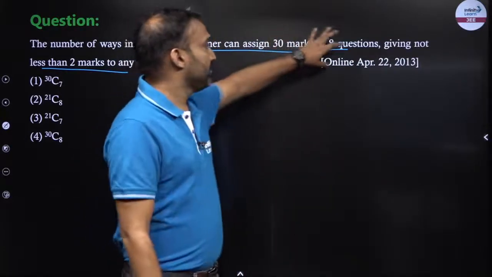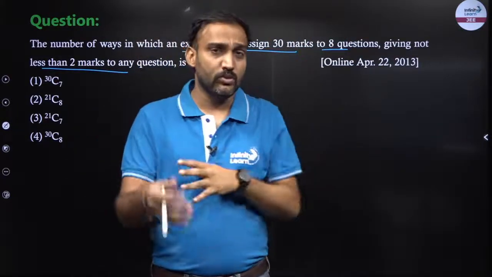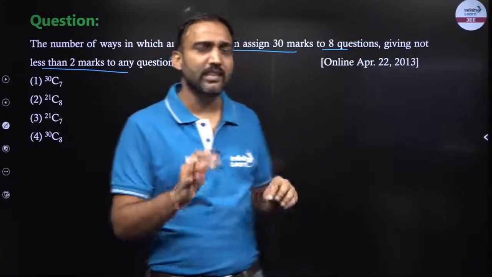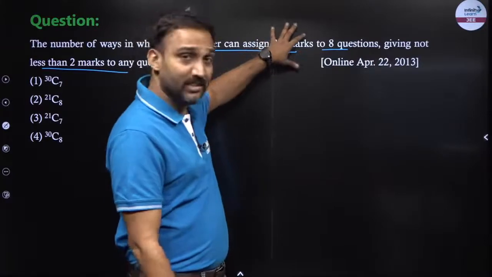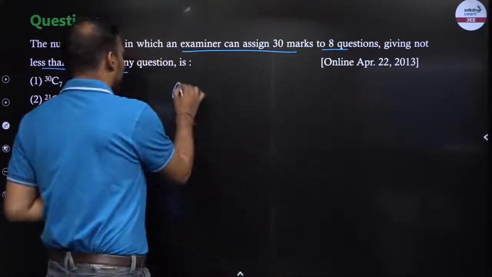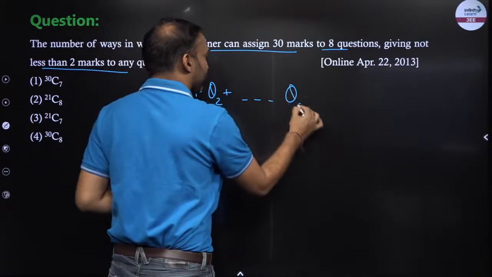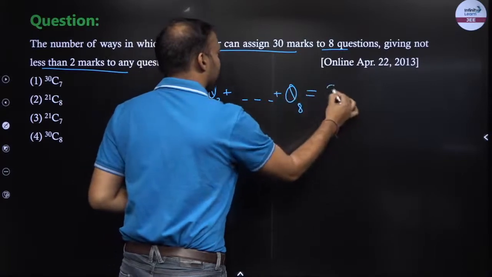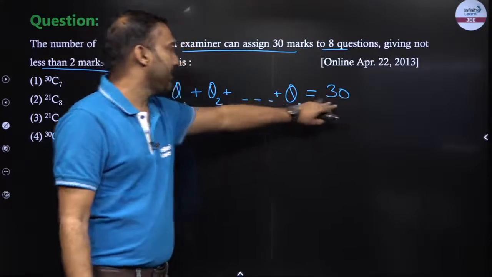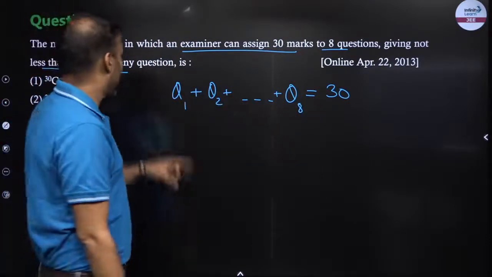Now 30 marks. Whatever marks I give to question number 1, I have to give marks to question number 2 as well, to 3, such that the sum of all these marks would be 30. So can I say I have to distribute 30 marks in 8 problems, right? Let's say I call these questions Q1, Q2 and so on till Q8. This will be equal to 30. So can I say I have to distribute 30 identical things among these 8 distinct groups. Now, what is the condition?